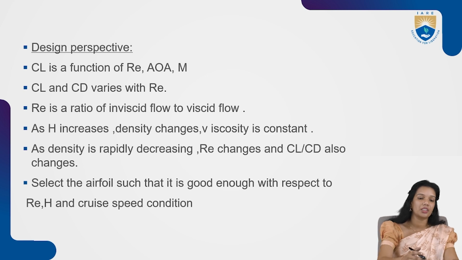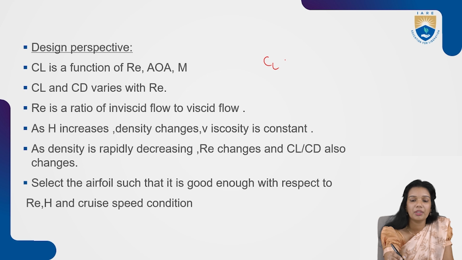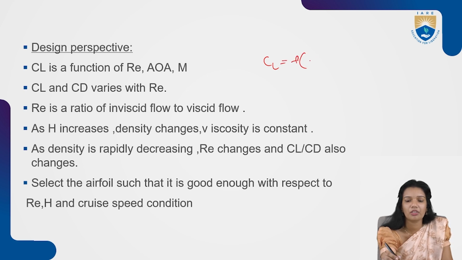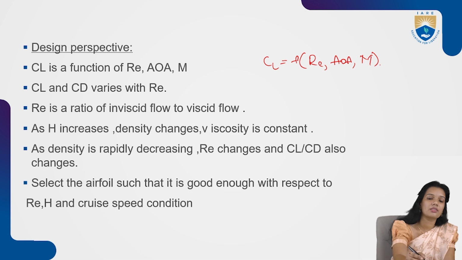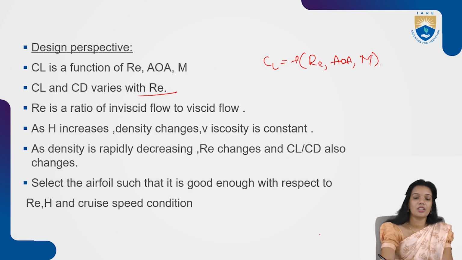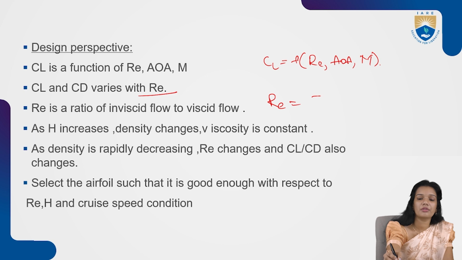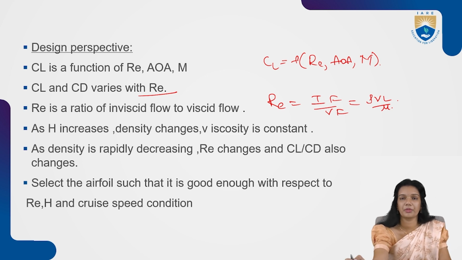Right? So therefore, according to the design perspective, my CL is going to be a function of different things, maybe a Reynolds number, maybe an angle of attack, or a Mach number. So if we are talking about angle of attack or Mach number, we have seen that, right? Now if we are talking specifically about the Reynolds number, my CL and CD are going to vary with respect to Reynolds number, right? Now what is your Reynolds number? Reynolds number we know, inviscid to viscid flows, rho V L by mu, right?